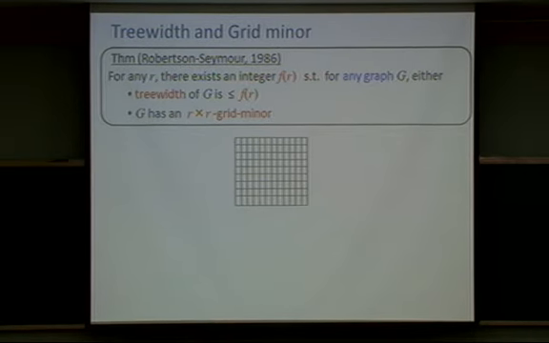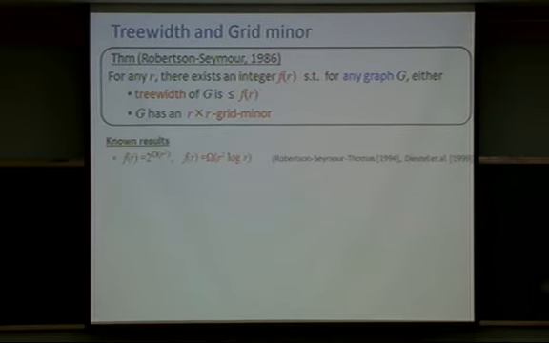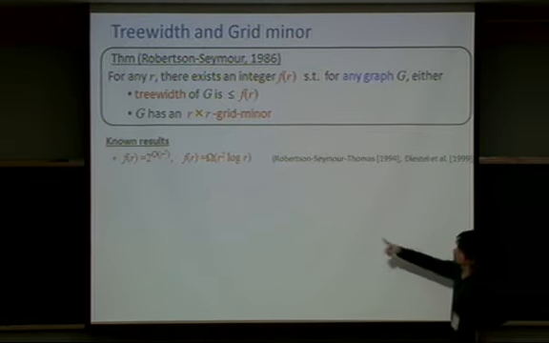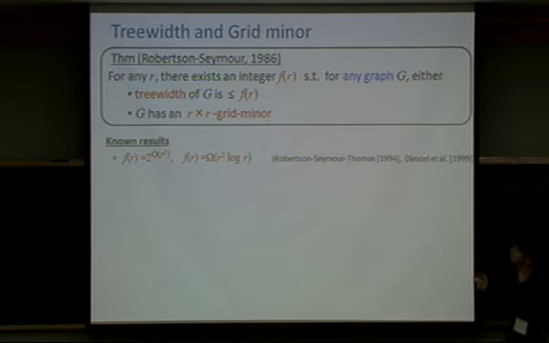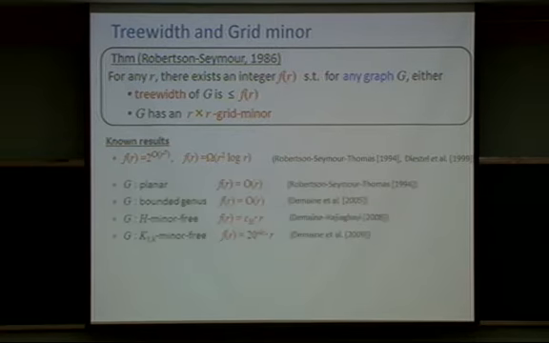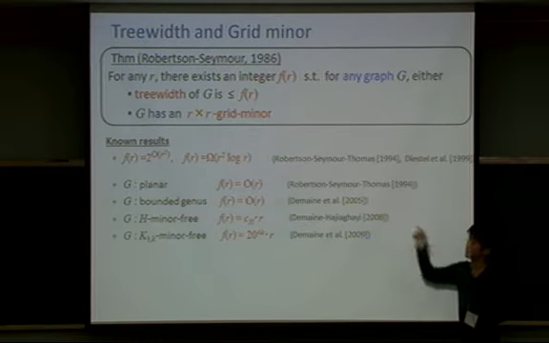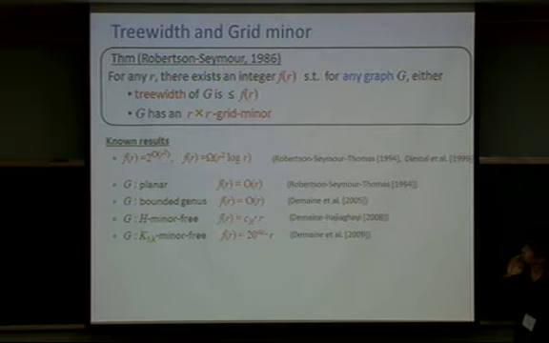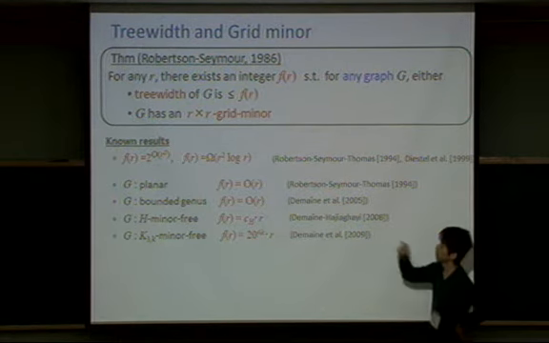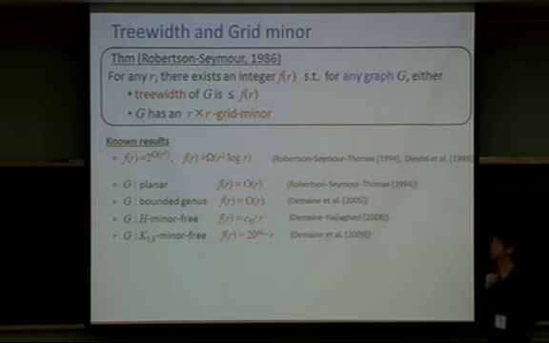Okay. And this shows the existence of such an integer f of r, but there are some better bounds for f of r. The best known bound is 2 to the r to the 5th, which is given by Robertson, Seymour, Thomas, and the lower bound of f of r is r squared log r. And there are some better bounds for restricted graph classes. For example, if G is planar, then f of r is bounded by a linear function of r. And if G is bounded genus, f of r is bounded by a linear function of r.